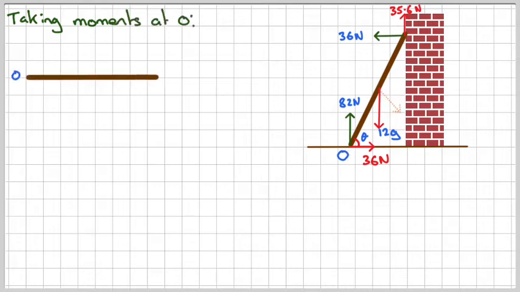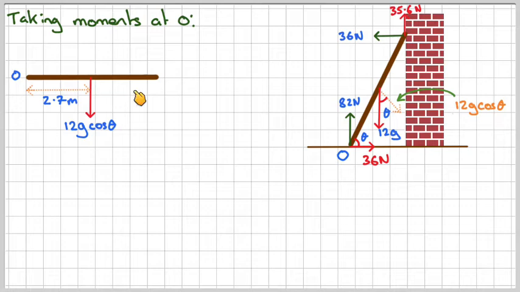Now, I like to draw out this ladder horizontally. So we have this first force here acting down at the center of the ladder because it's uniform. And because this angle here will be theta, this will be 12g cos theta. So acting downwards here, we have a force of 12g cos theta, acting at the halfway point, which is 2.7 meters. This is 5.4 in total.